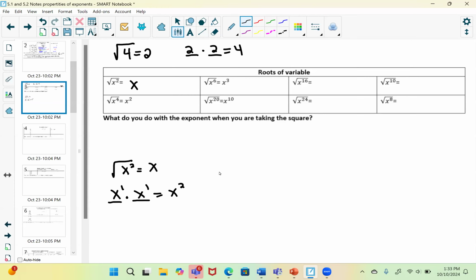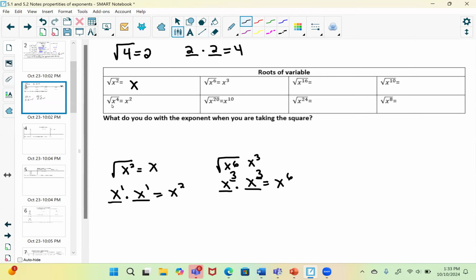And so kind of the same idea, like the square root of x to the 6 is what times itself equals x to the 6. Okay, and so I need my base to be x, but I need to get it to be 6. And remember, we said when we're multiplying, we add the exponents in that previous video. So I need what plus what gives me 6, and that would be x to the 3rd. And so the square root of x to the 6 is x to the 3rd.